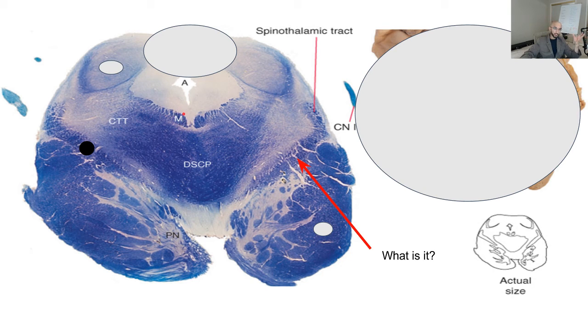This thing with an M. Oh my gosh, it's still in the middle. How easy can we make this practicum? It's still in the middle. This is the medial longitudinal fasciculus, MLF. Any question that's asking you about something in here, best bet, it's the MLF because it's always there. All right?